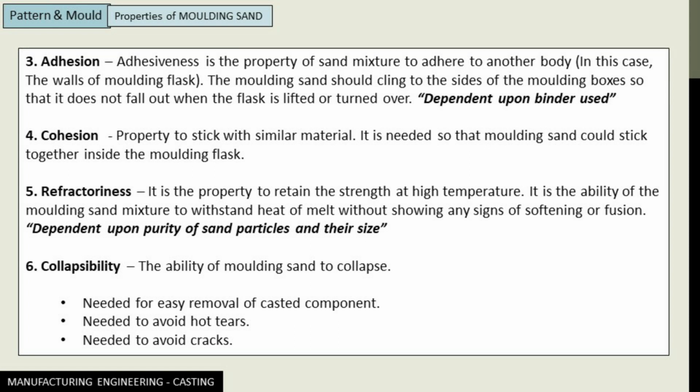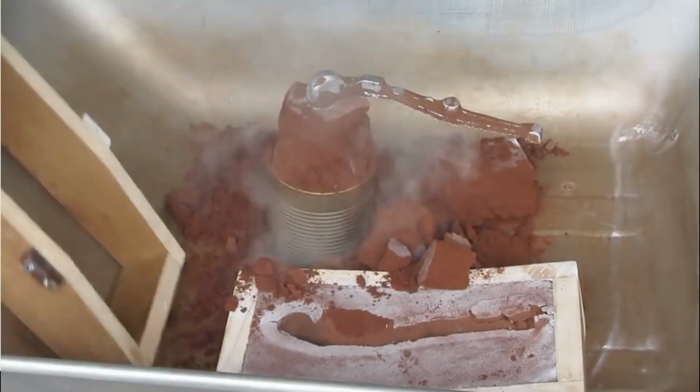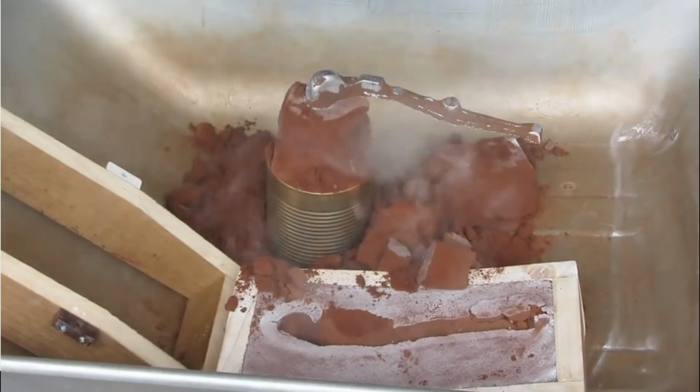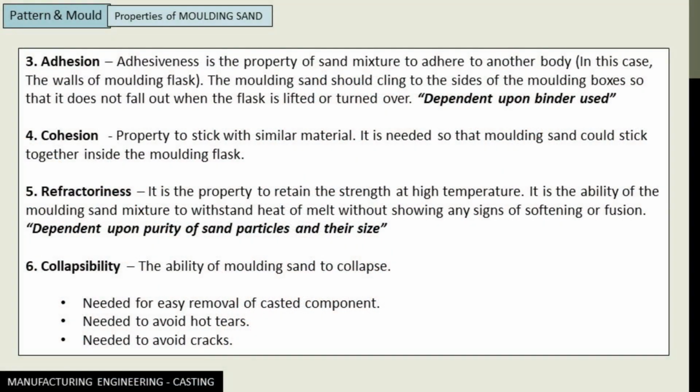Next we have the collapsibility. The collapsibility is the ability of the molding sand to collapse. It is in turn needed for easy removal of casting. And it is also needed to avoid hot tears, which is a casting defect generated due to thermal stresses. And it is also needed to avoid cracks in the casting.